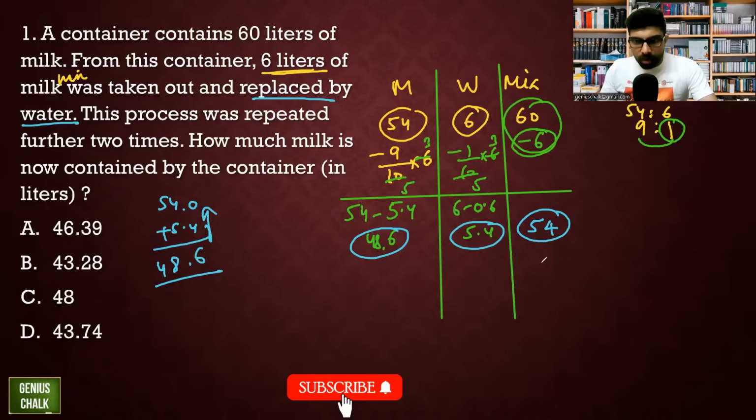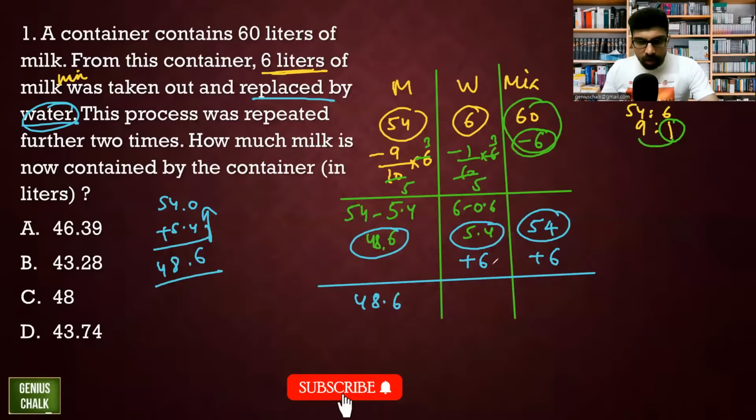Now from here 6 liters of water is given, so 6 liters will be added here. Now what is the total quantity of milk? 48.6, and water is 11.4, and this is 60 again. Now you can check, 48 plus 12, it's 60, so 6 plus 4, 10. So total is absolutely correct.